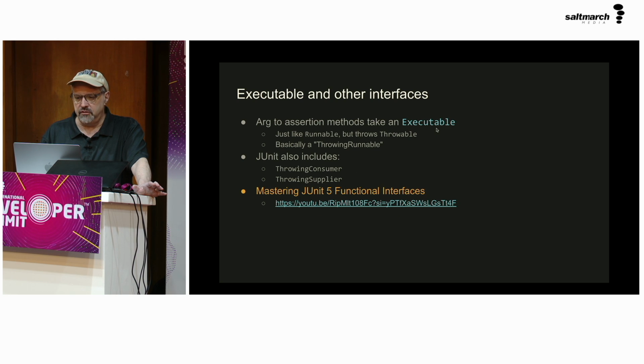Okay. Now, I mentioned these Executable interfaces, which is basically a throwing runnable. There's also inside JUnit a ThrowingConsumer, which takes an argument and returns void, but throws Throwable. And there's a ThrowingSupplier, which takes no argument, returns an object, but throws Throwable. They don't come up as often, but they're there. I actually have a little video on that on my Tales from the Jar Side YouTube channel if you're interested.